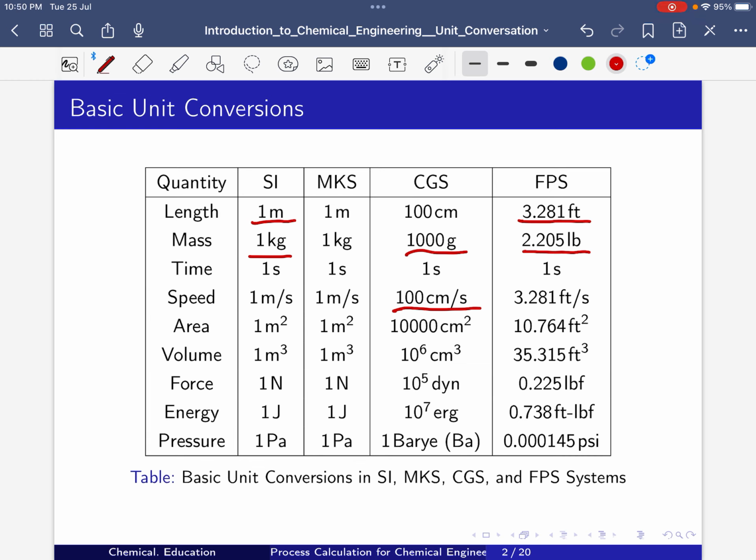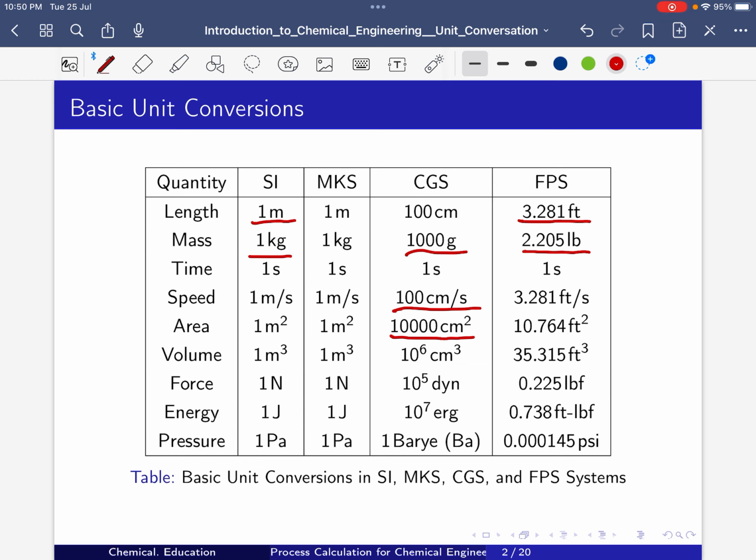Area: the unit is meter square. 1 meter square converted will be 10,000 centimeter square, because we know 1 meter is equal to 100 centimeter. So 1 meter square means 100 into 100 centimeter square, that is 10,000 centimeter square. And if we convert to FPS, that will be 3.281 into 3.281, which is 10.764 ft square. That we can calculate.